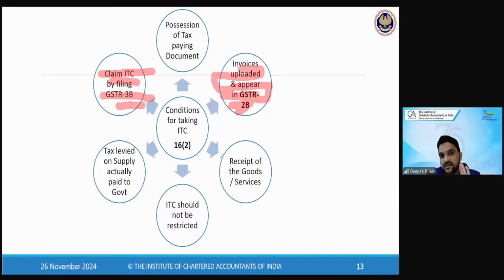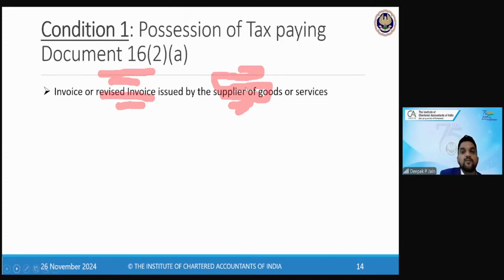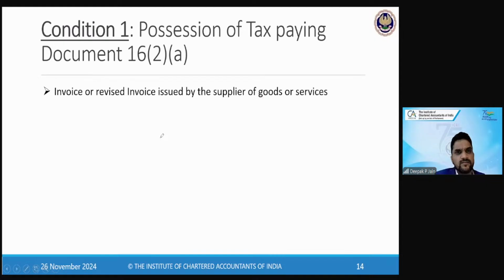Okay, so we understand one by one these 6 conditions. The first condition is possession of a tax paying document. What is this tax paying document? Okay, first condition is you should be in possession of a tax paying document, which means what? You should have the invoice. When we say tax paying document, you should have that invoice.